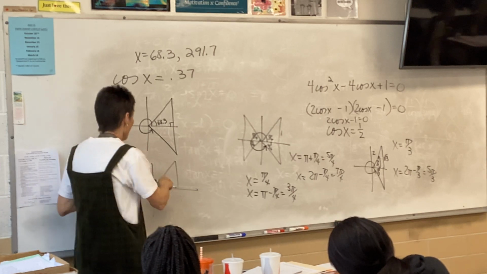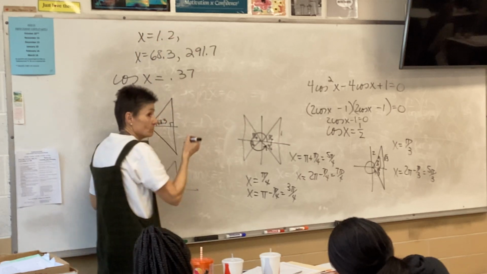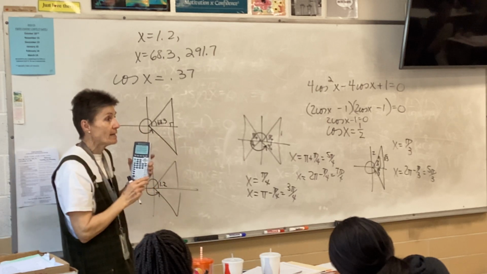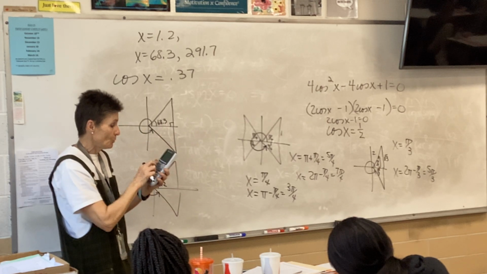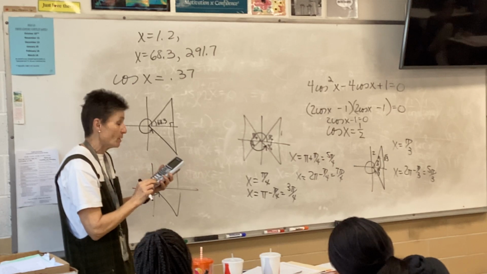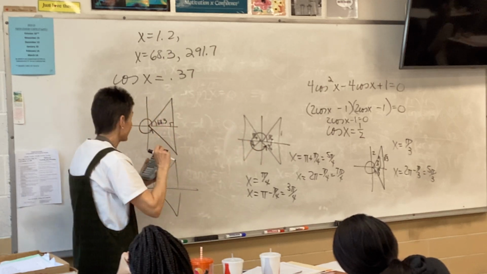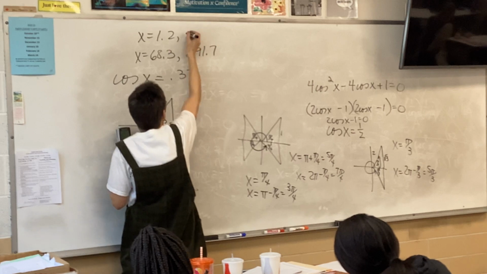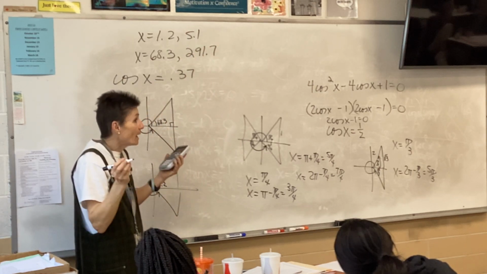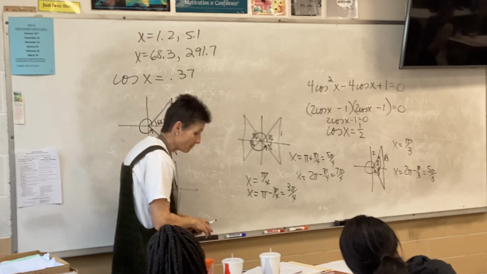Now, one answer in radians is 1.2. What will be the other answer in radians? 2 pi minus 1.2. So we're just doing on the calculator exactly what we've been doing by hand. 5.08 or 5.1. Done. Easy peasy. All right, now what about number 6?